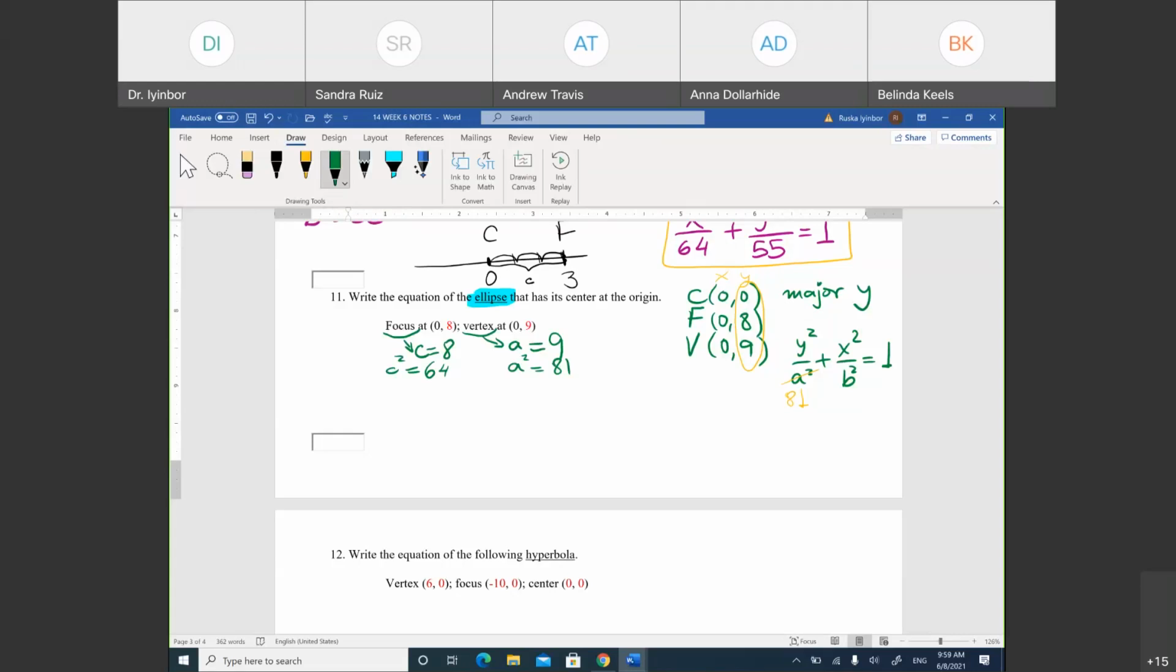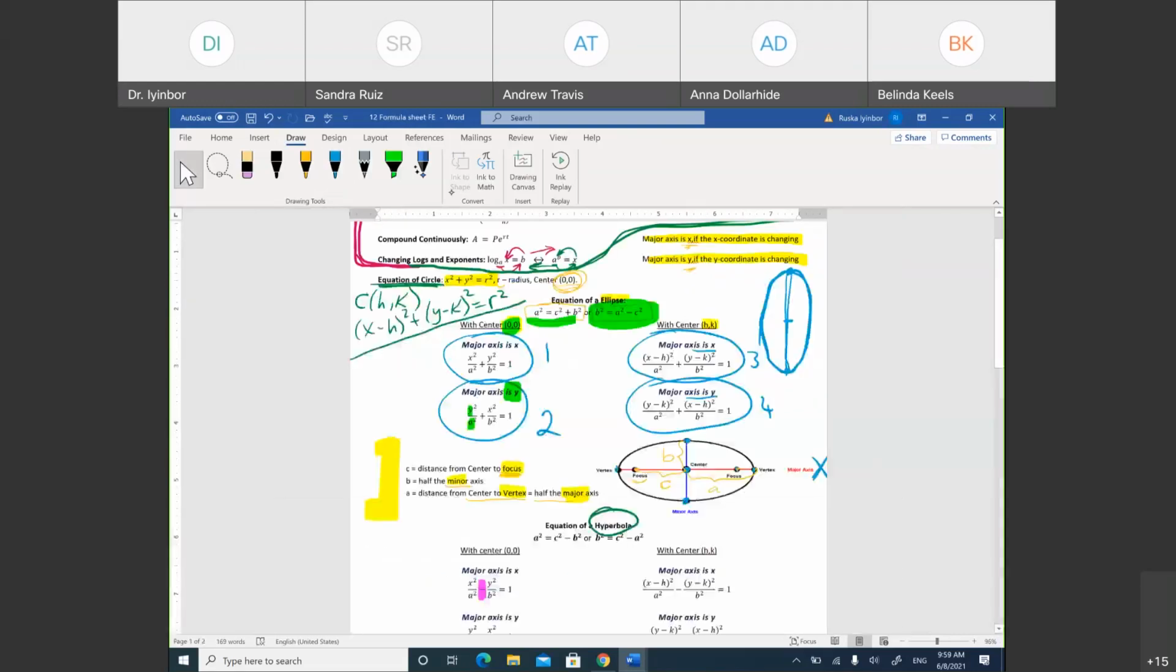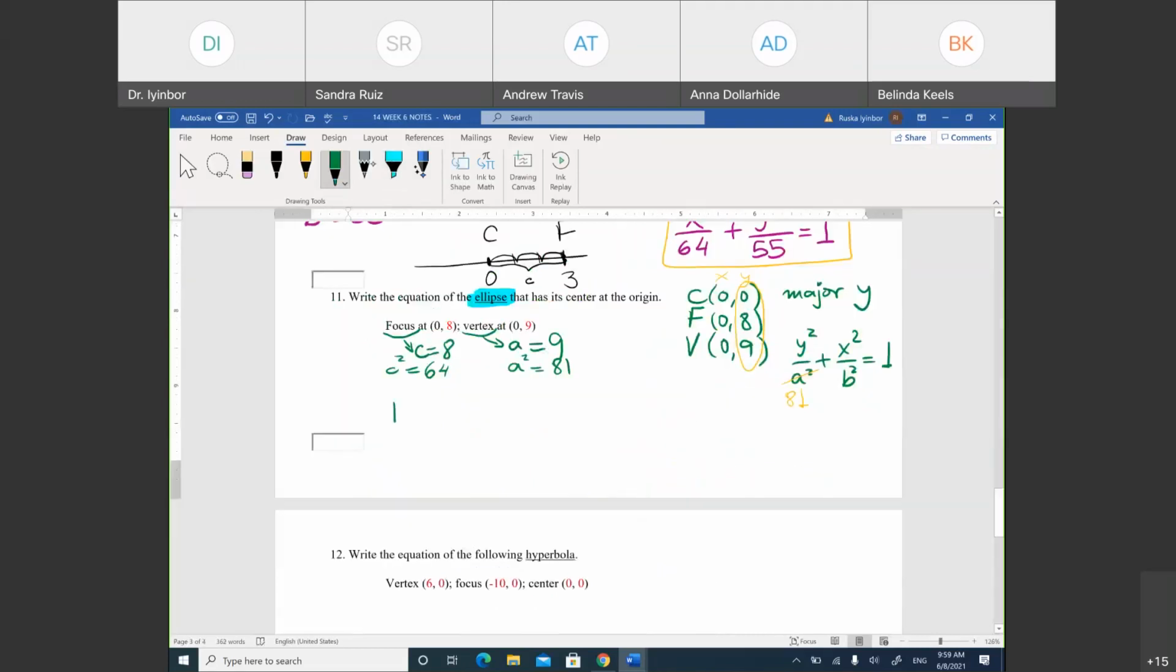We're going to use the formula for B, the same formula, B squared. See this one. So B squared is A squared minus C squared. So you're using the same formula. So we have B squared is A squared minus C squared. So it's going to be 81 minus 64. And what is that? 17. Thank you. Good job. 17. So we're going to replace B squared with 17. And we have the answer.